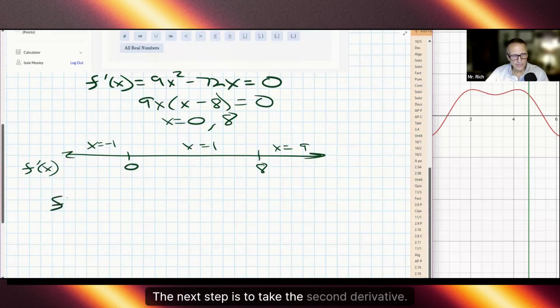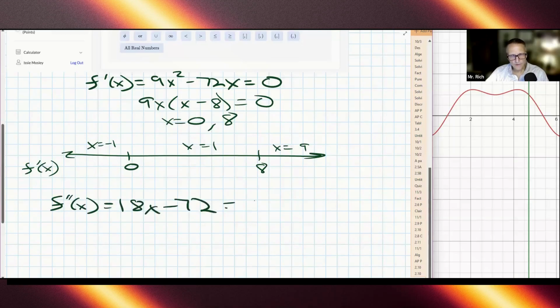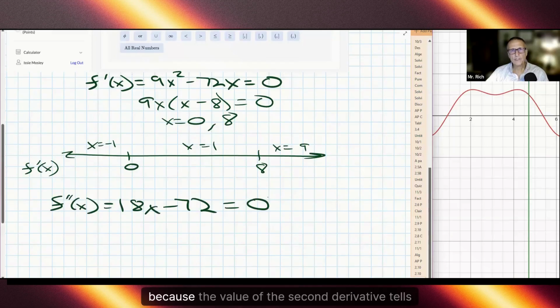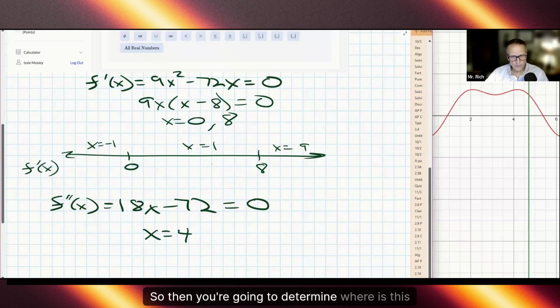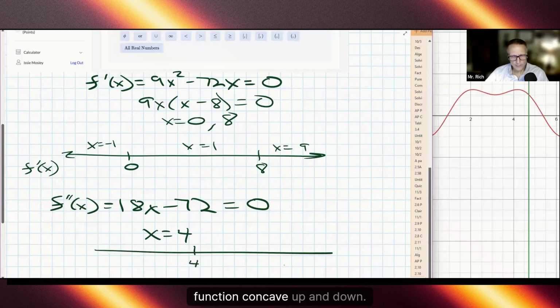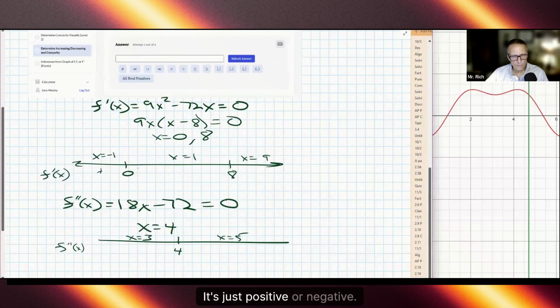The next step is to take the second derivative. The second derivative is going to be 18x minus 72. I set that equal to 0 because the value of the second derivative tells you the concavity of the function. That is 4, I believe, right? So x is equal to 4. Then you determine where this function is concave up and down. I'll pick test points 3 and 5, and I want to know the sign of f double prime. I don't care about the value, I just want to know the sign. Same with the f prime up here. I don't care what the number is, it's just positive or negative.